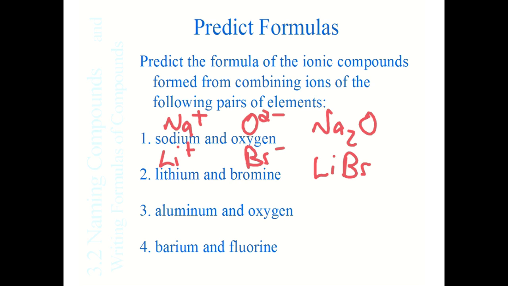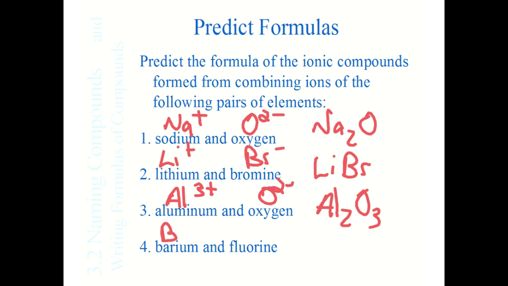Aluminum and oxygen. Now, aluminum is a metal, so it loses electrons, right? How many will it lose? How many valence electrons does it have? 3. It will lose 3. It is one of the only things over there in the P group that is predictable in that fashion. It will lose all 3 of its valence electrons, so it's going to become Al3+. Oxygen is what? O2-. What's the chemical formula? That's right. It just takes a little practice. Al2O3.